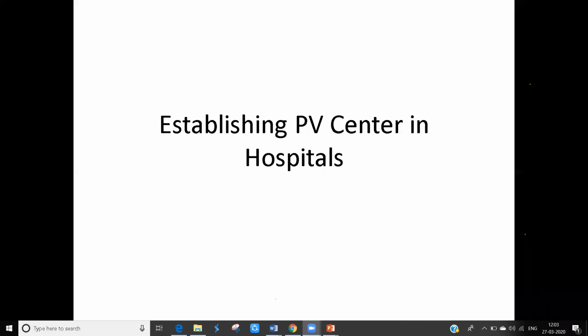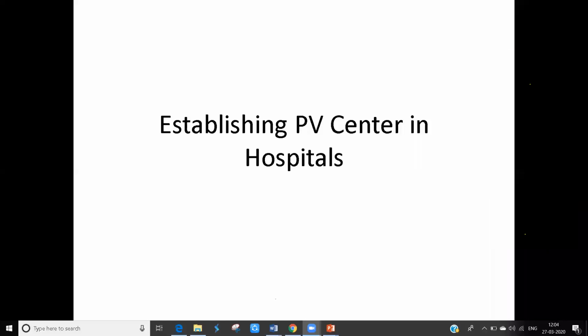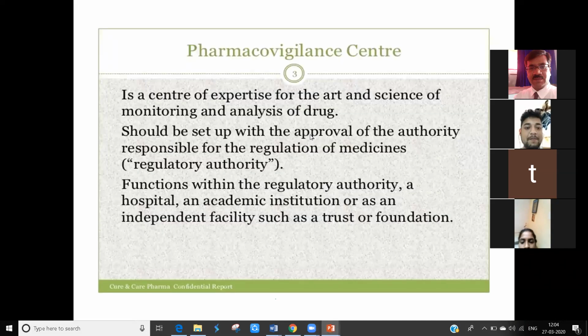The central system will again share all this with the Uppsala Monitoring Centre, the UMC in Sweden, which is globally maintained by the WHO. So the WHO will have all the reactions due to drugs in all the countries, and they take a lot of decisions. We have seen in the last class that a drug may be withdrawn from the market itself if the conditions are very severe. And you can see the establishing of PV centers in the hospitals.